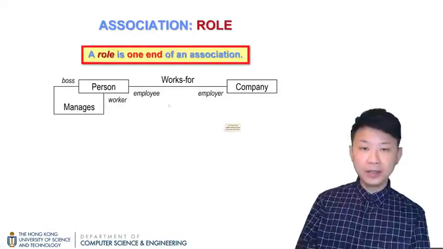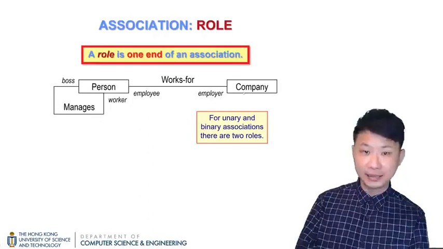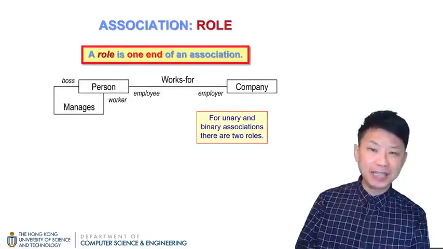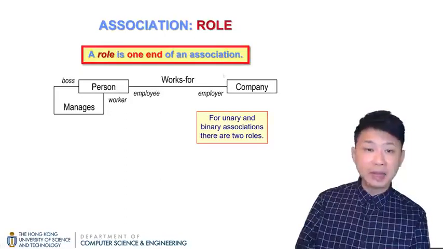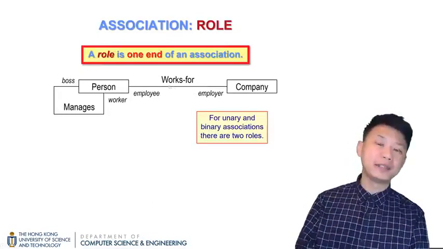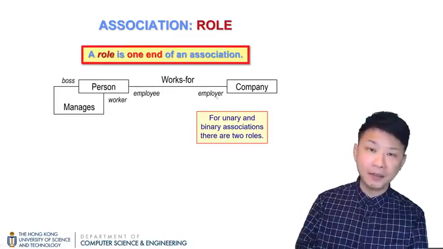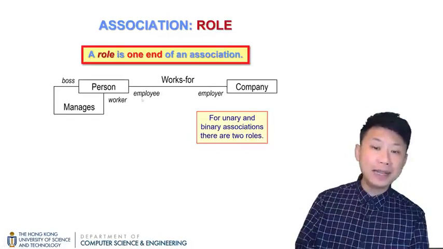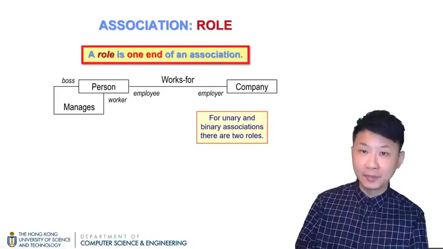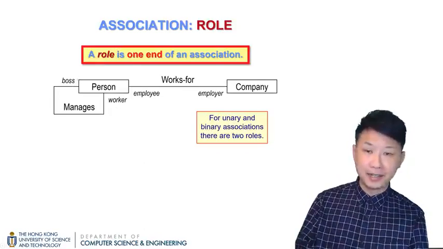And for unary association, we also have to specify what we call role names. Usually the role name is going to be kind of obvious for binary association. Because if we say a person works for a company, then on one side the role should be employee, and on the other side the role should be employer. So we may skip them for binary association. But for unary association, we have to provide the role names on the two sides.